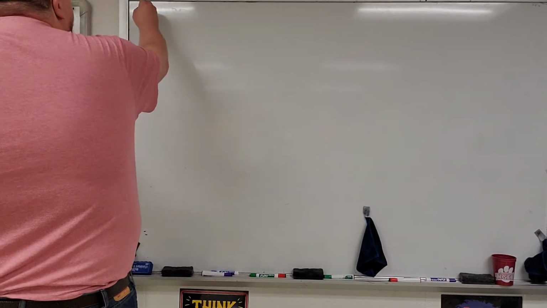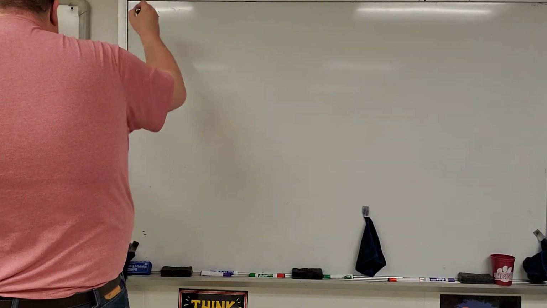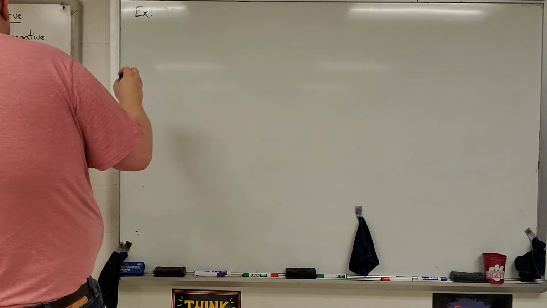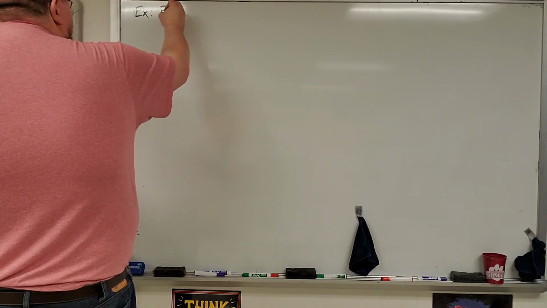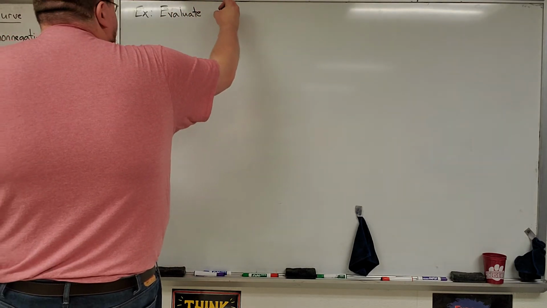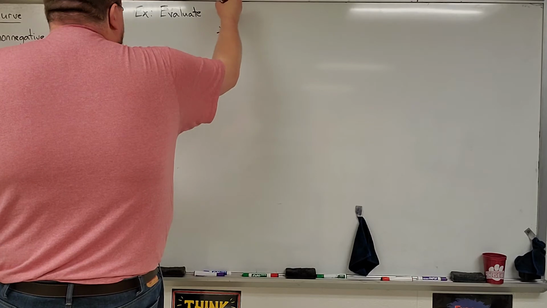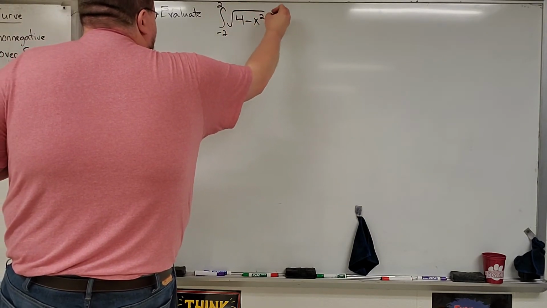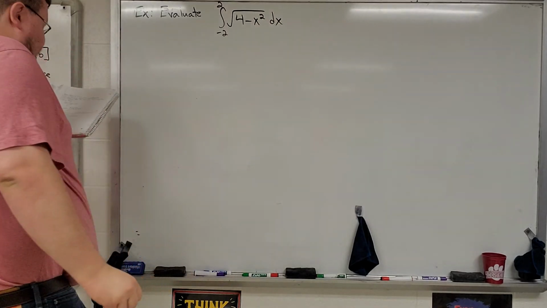All right, so let's look at an example and then we'll have some problems that we're going to do with this today. So let's say we want to evaluate the integral from -2 to 2 of the square root of 4 minus x squared dx.